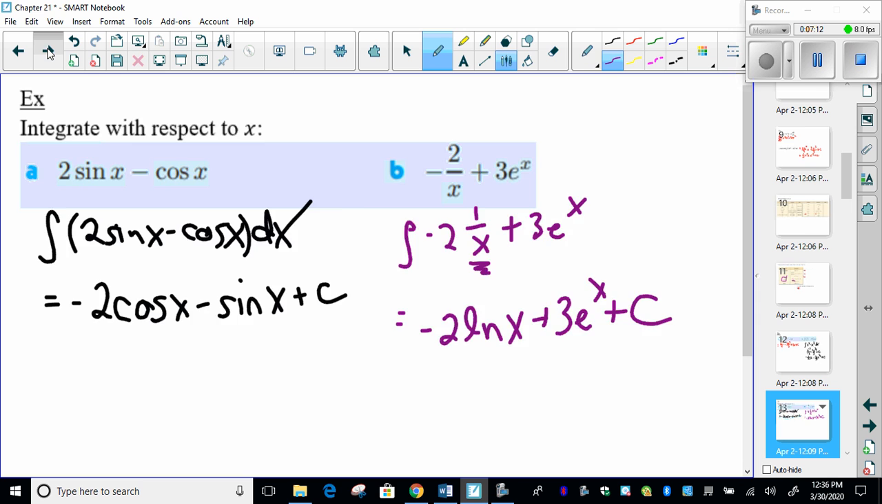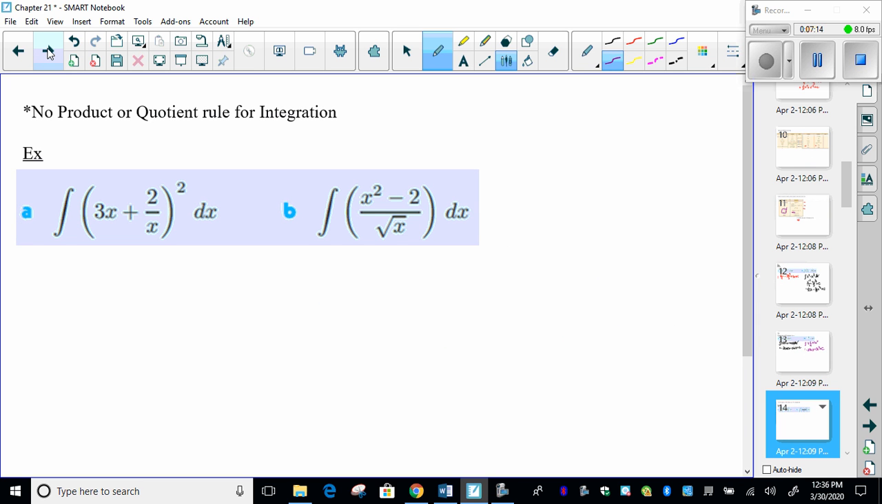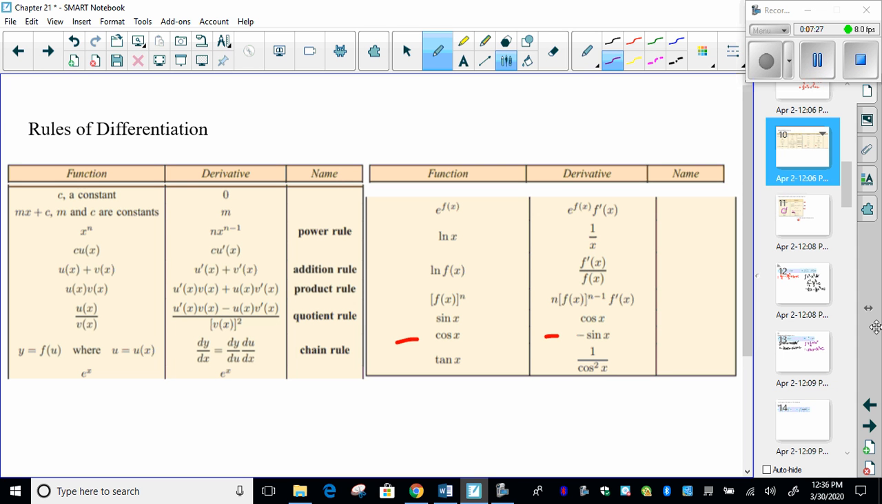Okay, onward to 2 more. There's no quotient rule, there's no product rule. So when you look at our rules, there aren't either of these. So we don't know how to undo the quotient rule. We don't know how to undo the product rule. I mean, look at this. When you took the derivative with the quotient rule, can you imagine trying to undo that to get this?